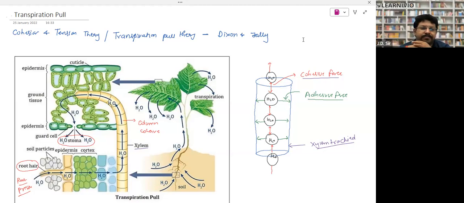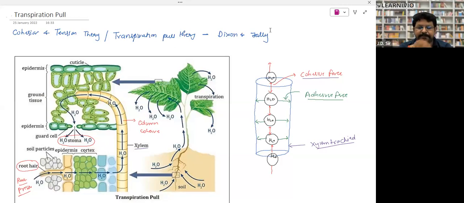The mechanism by which water reaches the top from the bottom, from the root, is explained by the transpiration pull theory, or cohesion tension theory. This theory was given by two scientists, Dixon and Joly. Dixon and Joly gave this concept of transpiration pull theory.